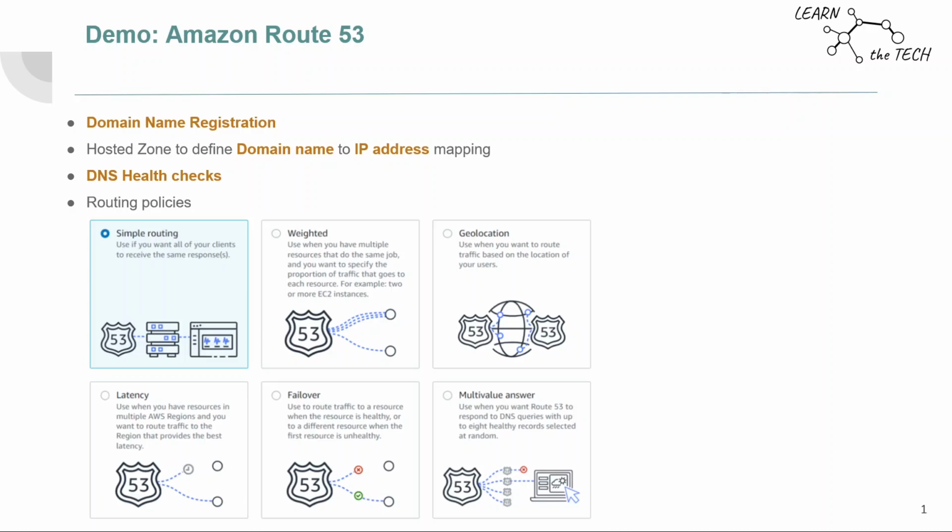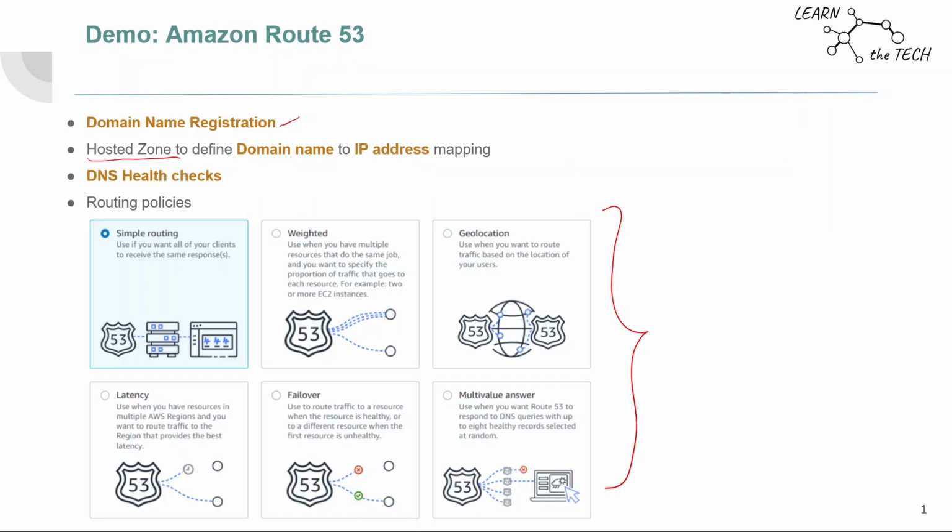Hello everyone. In this video, we will see some of the features of Amazon's Route 53 service. Route 53 can be used to secure a domain name within Amazon. It can be used for domain name to IP address mapping using the hosted zone feature. It also provides DNS based health checks. And when doing domain name to IP address mapping, you can use any of these routing policies to decide how the resolution happens. So let's see how this works.